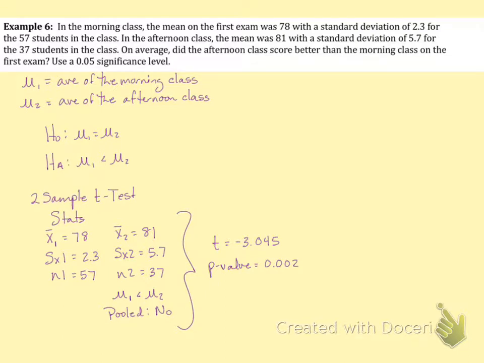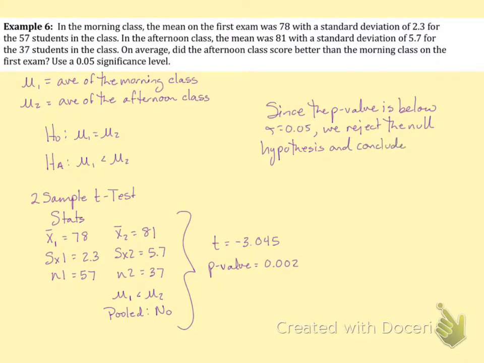So our conclusion would be that since the p-value is below alpha equal to 0.05, we reject the null hypothesis and conclude that the afternoon class performed better on exam 1 than the morning class.